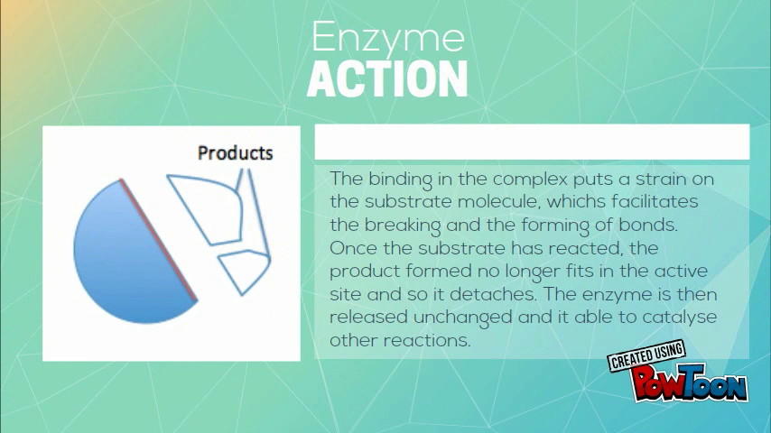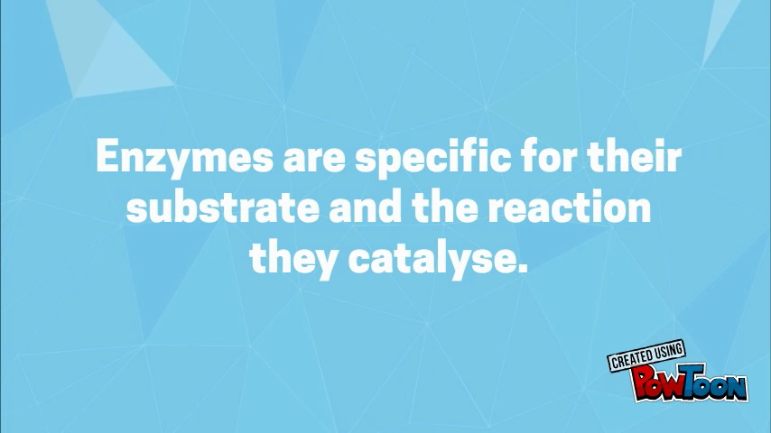The binding in the complex puts a strain on the substrate molecule, which facilitates the breaking and forming of bonds. Once the substrate has reacted, the product no longer fits in the active site and so it detaches. The enzyme is then released unchanged and is able to catalyze other reactions. Enzymes are specific for their substrate and the reaction they catalyze, meaning an enzyme can usually only catalyze one reaction.